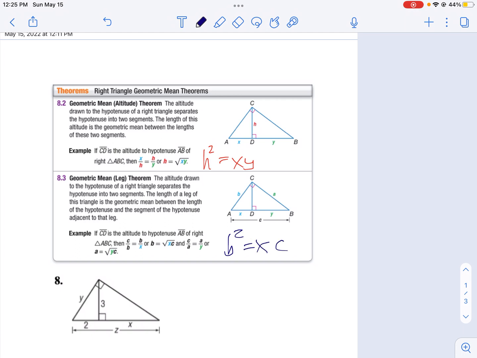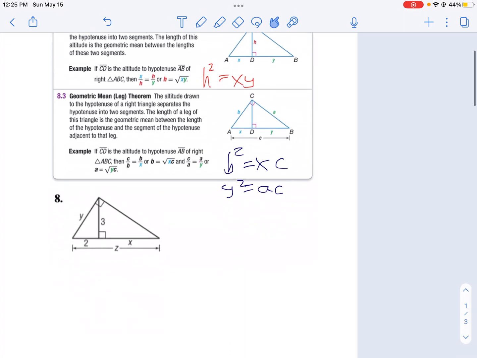We could do the same thing for the longer leg. So it's y squared equals a times c. Now I'm going to apply one of those to my question here.